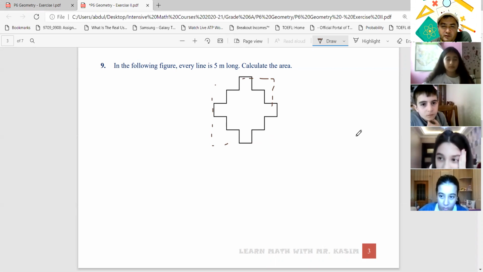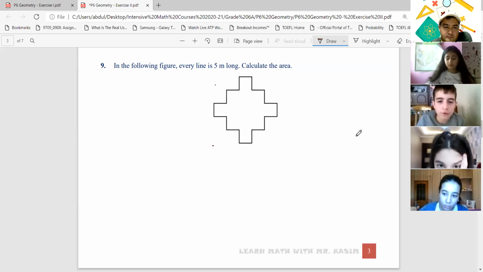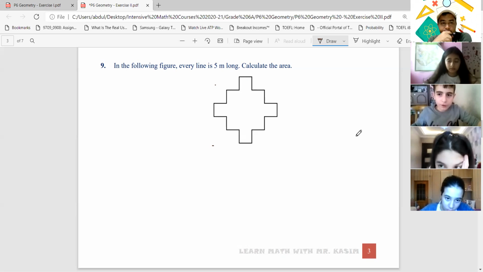In different ways, we can solve this. Even I can just count how many squares can actually cover this region. Yes, you can. I divided this figure into 13 cubes, and I found the square of 1 cube. 5 times 5 is 25, and 25 multiplied by 13 is 325. Okay, that's also one method.